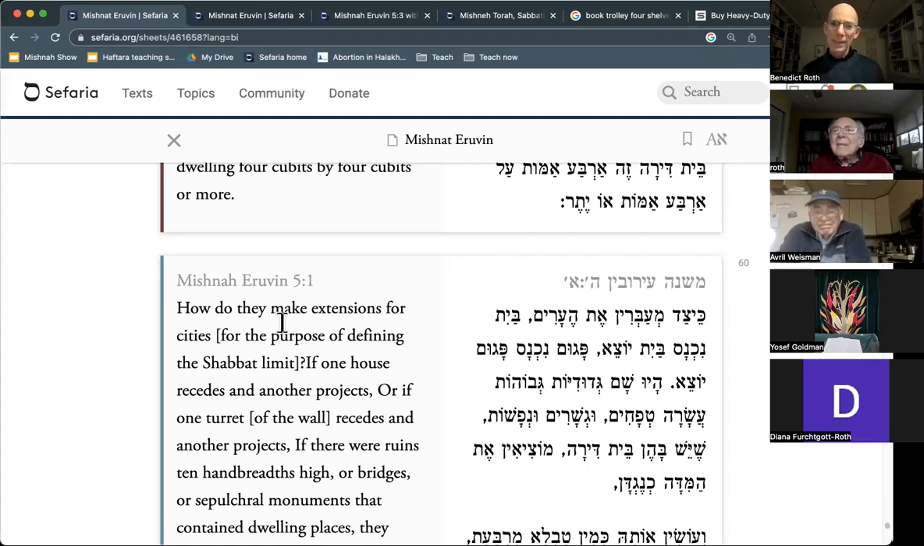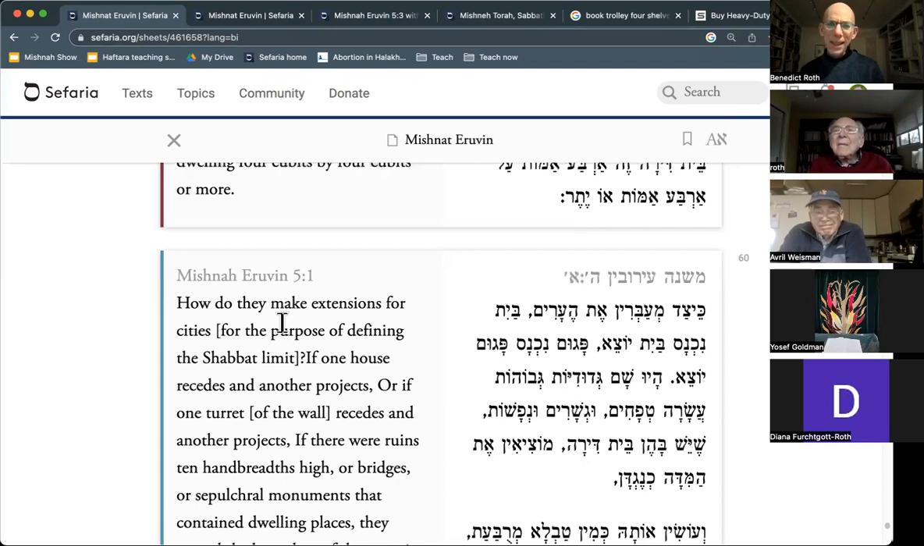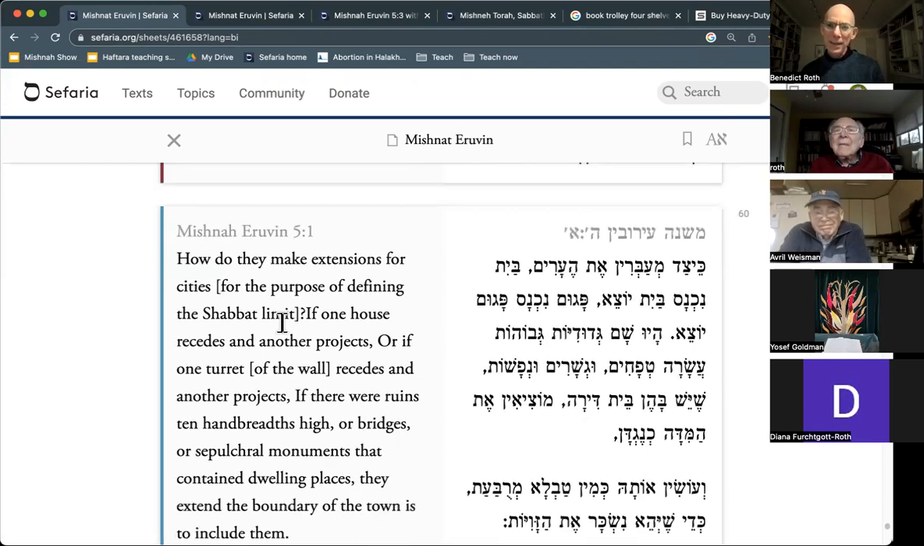Keitzad ma'abrim et hatarim? How do we extend a town? Beit nichnas, beit nichnas, beit yotze, pagum nichnas, pagum yotze. A house projects, a house recedes, one turret projects, another recedes. Hayu sham gurudim gavohot aserah tefachim: if there were ruins that were 10 tefachim high.